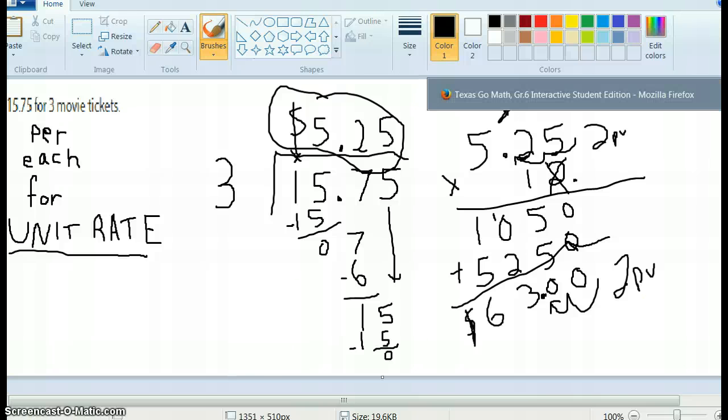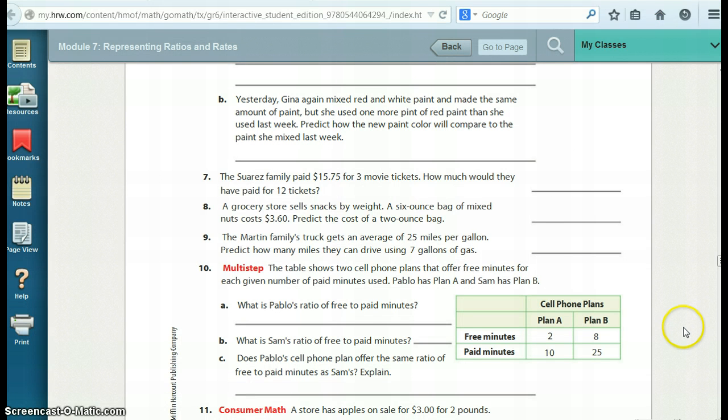And that was the problem from your textbook right here. So that also gives you the answer to one of your problems on your independent practice. They'll have to pay $63 for those 12 tickets.